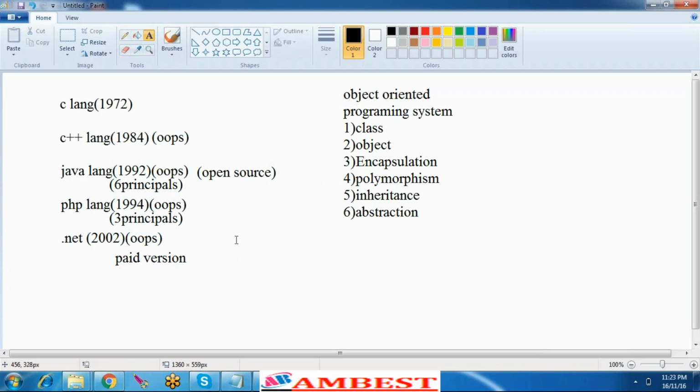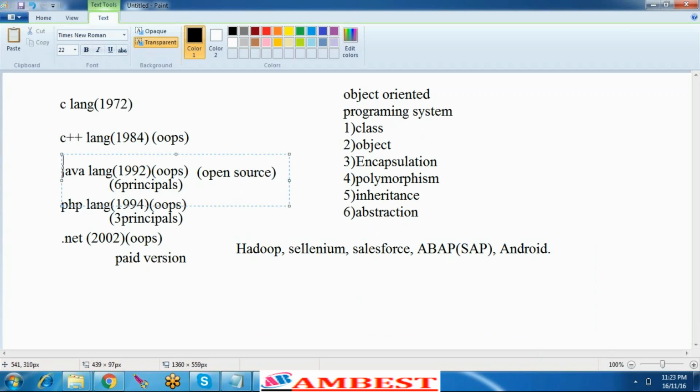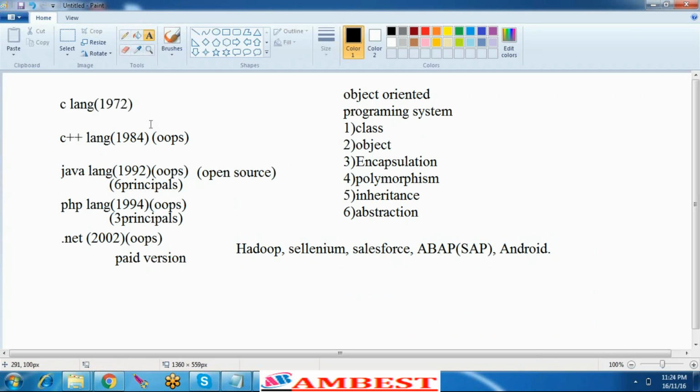And if you know Java, you can cover other technologies like Hadoop, Selenium testing, Salesforce, ABAP model in SAP, and a lot of other things like Android also. So all these things can be covered if you know the OOPS principles or the Java language. It will be an easier stage for these languages. All these programming languages are using the OOPS concept.